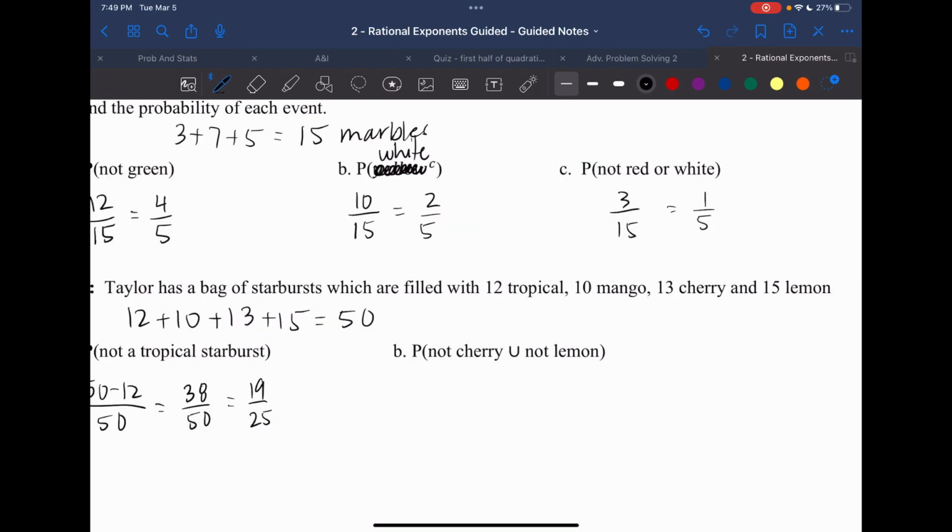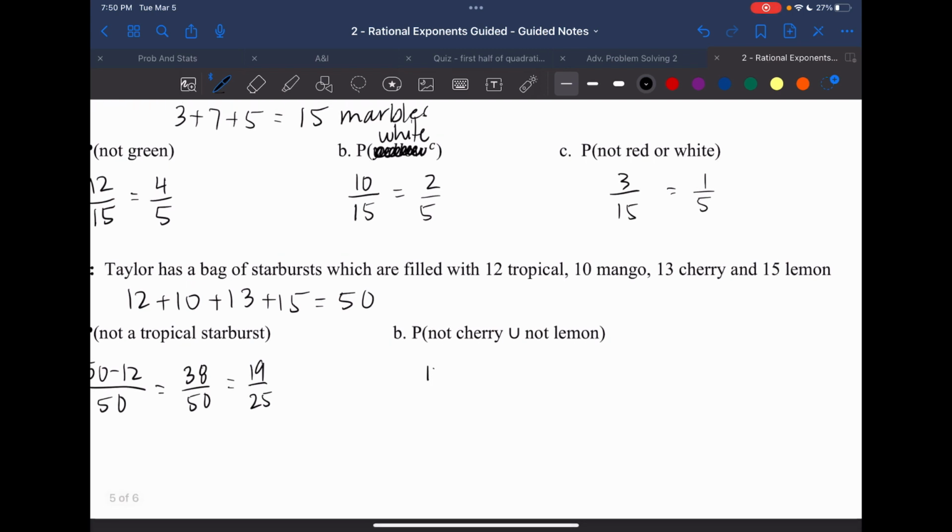Letter B says probability of not cherry and not lemon. So we're looking at probability of not cherry with the probability of not lemon. So we're eliminating cherry and lemon. So all that would be left behind is tropical and mango.